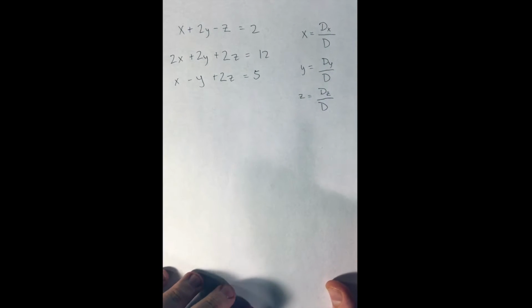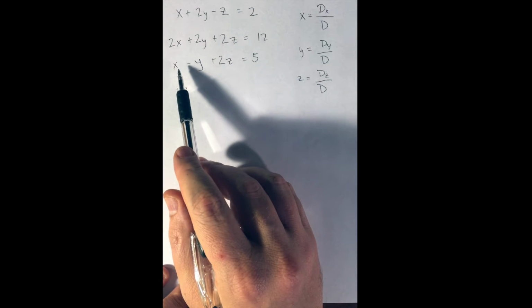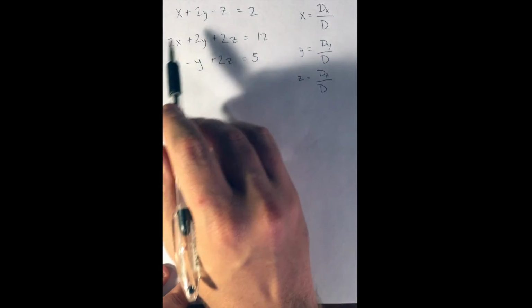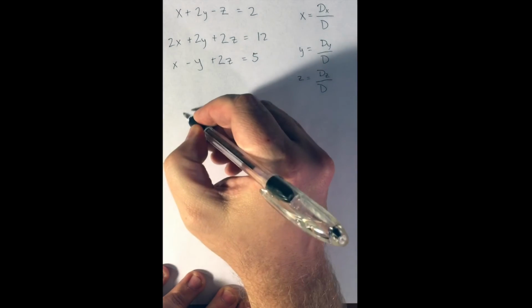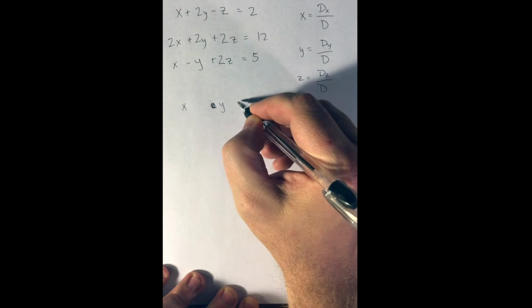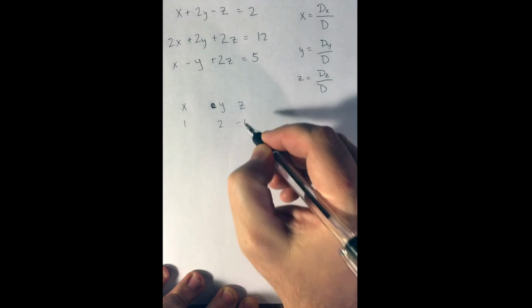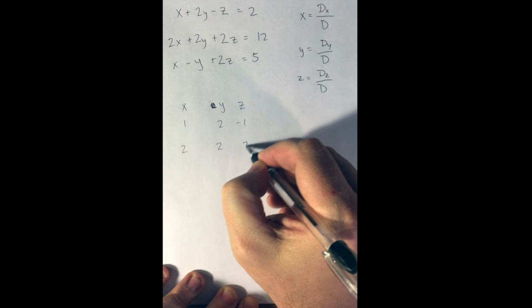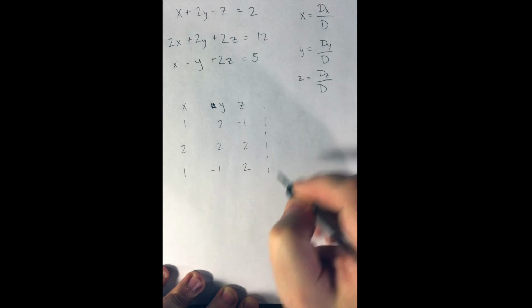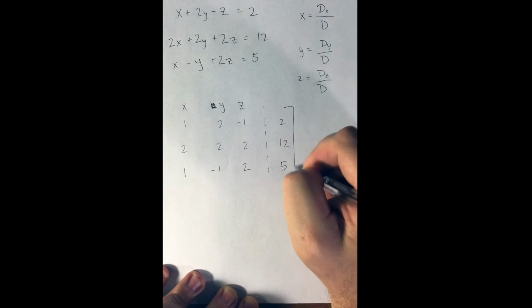And we deal with this problem in pretty much exactly the same way as we did with the 2x2 system. The 3x3 matrix that we have, which is going to represent D, uses the columns for x, for y, and for z. We're going to have an x column, a y column, and a z column. So our matrix is going to look like 1, 2, negative 1, 2, 2, 2, and 1, negative 1, 2. And then we're going to augment this with 2, 12, and 5 on the other side, just like we did in the 2x2 case.